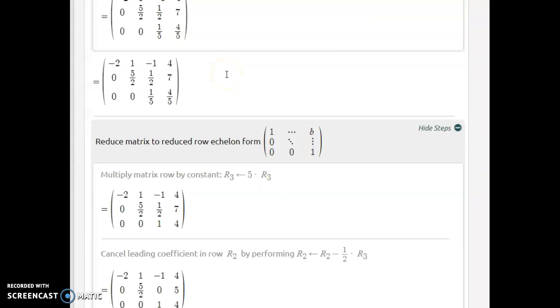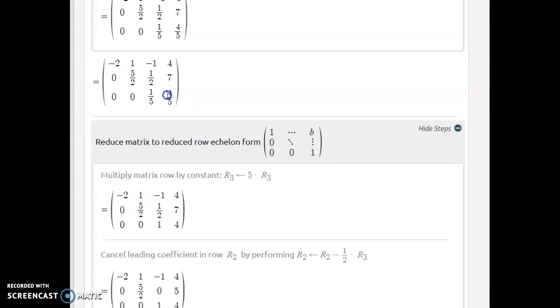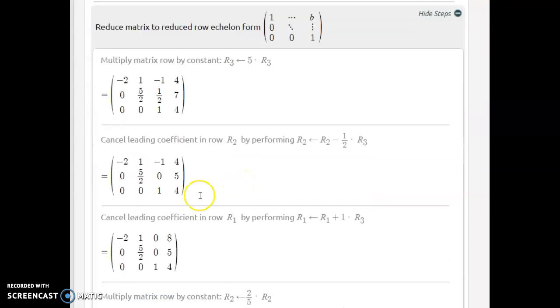Now we're going to go on to the reduced row echelon form, where we introduce zeros here, here, and here. So first of all, what it's doing is very smart. Multiply this last row here by 5, and you get a nice 1 and 4 integers. And you already achieved the 1 right here in that diagonal right there.